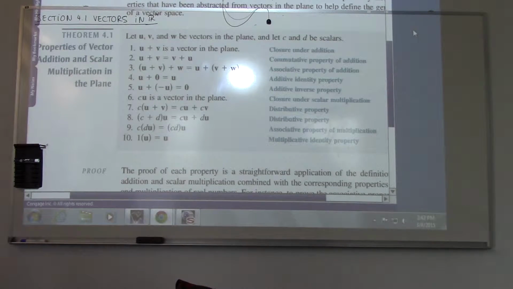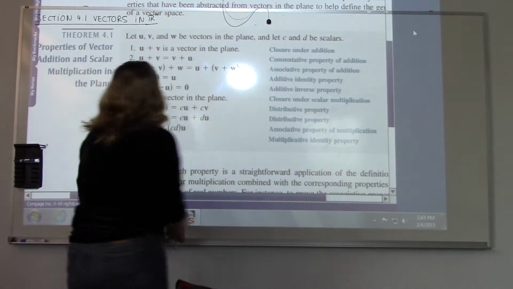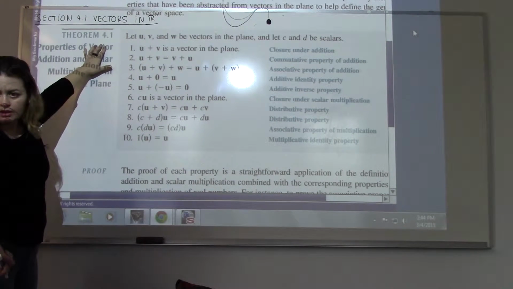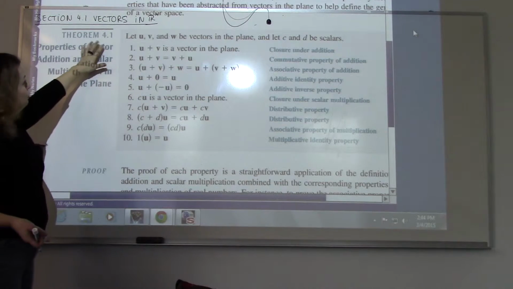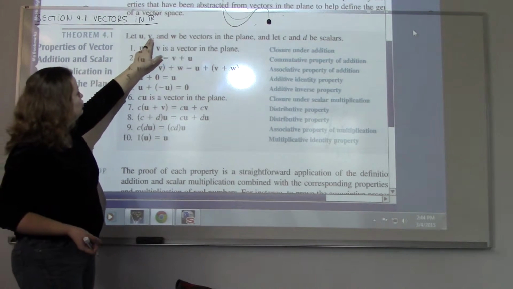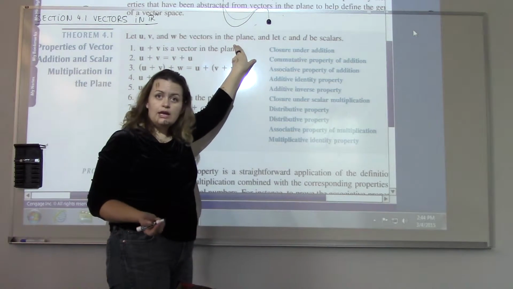All right, let's look at some properties of vectors in R2. This is Theorem 4.1 of your book, in section 4.1, of course. Let u, v, and w be vectors in the plane. So in the plane means R2.